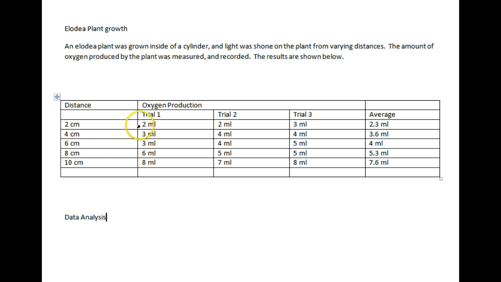And so if you look at the trends in the data, you can see some definite trends. And what I've done here is taken the average of each of the trials. So added 2 plus 2 plus 3, divided it by 3, and that's how I got the average.